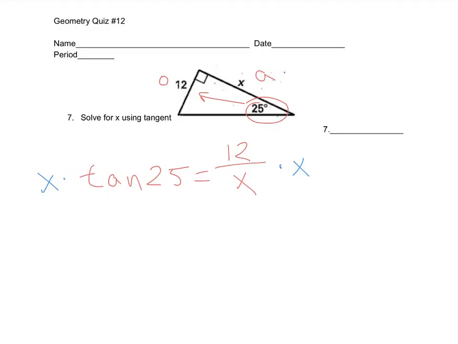Okay, so then you're going to have x times tangent of 25 equals 12. And now you finish solving that from there.